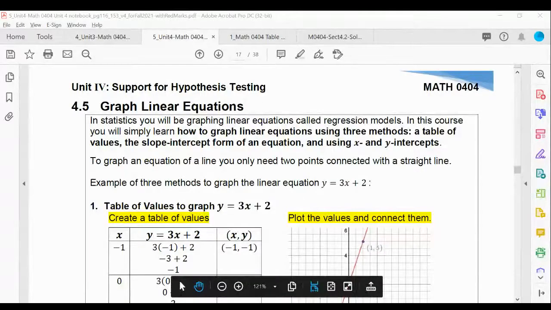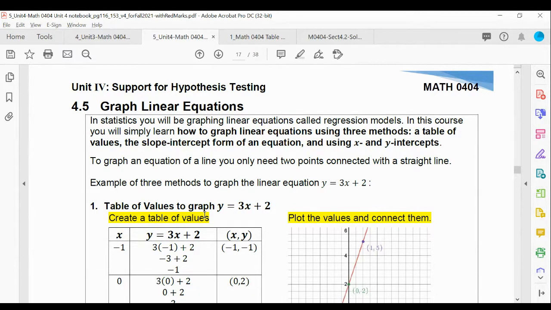Hi class, let me go over your notes from section 4.5, Graph Linear Equations in Math 0404. This section teaches you how to graph a linear equation using three methods: a table of values, the slope-intercept form of an equation, and using the x and y intercepts. In statistics, you will be graphing linear equations called regression models, but in this course, you'll simply just learn how to graph a linear equation.